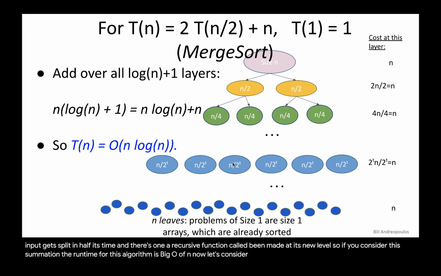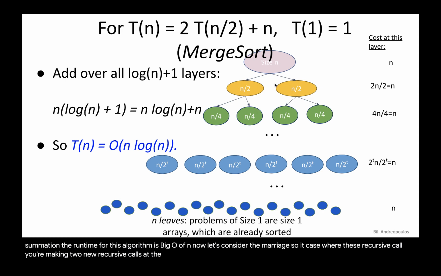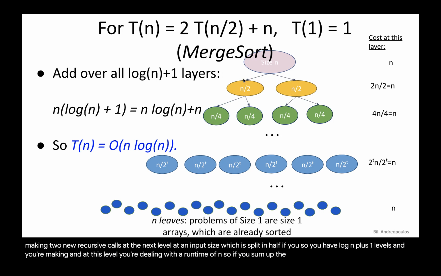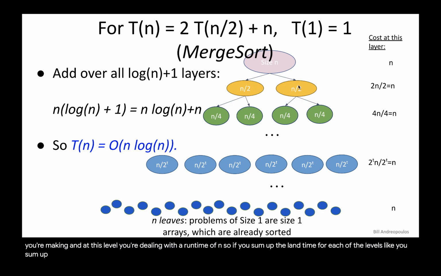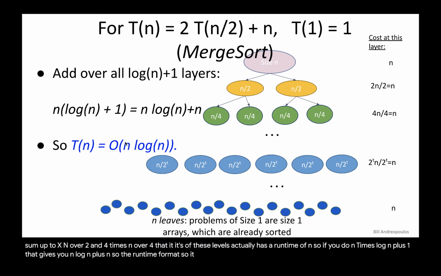Now let's consider the merge sort case where at each recursive call you're making 2 new recursive calls at the next level at an input size which is split in half. And you have log n plus 1 levels, and at each level you're dealing with a runtime of n. So if you sum up the runtime for each of the levels, like 2 times n/2 and 4 times n/4, each of these levels actually has a runtime of n. So if you do n times (log n plus 1), that gives you n log n plus n. So the runtime for merge sort can be considered to be big O of n log n.